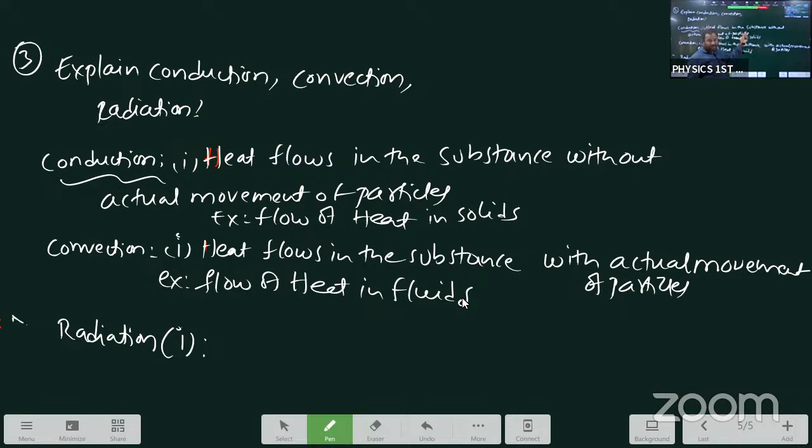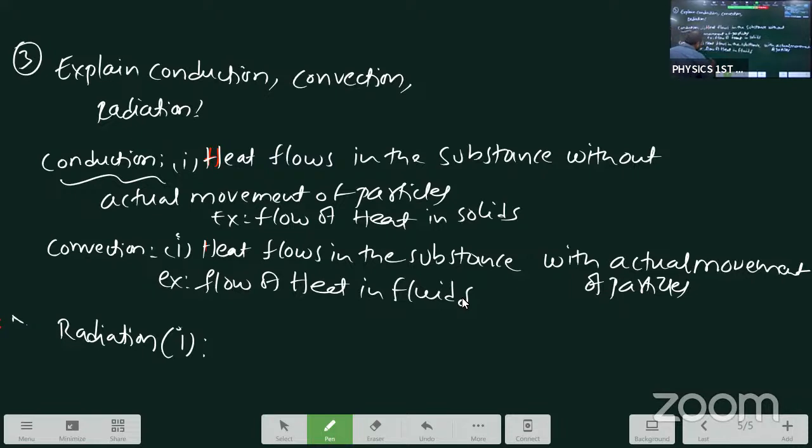In the case of solids, in the case of fluids. Majority of people think fluids are nothing but liquids. Don't think like that. Fluids are nothing but which flow. Liquids flow, gases also flow. That's why liquids and gases collectively we call fluids.